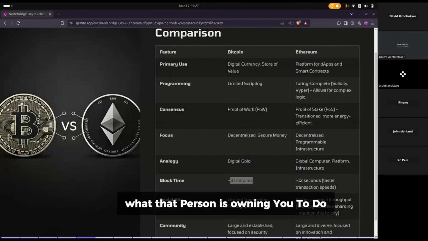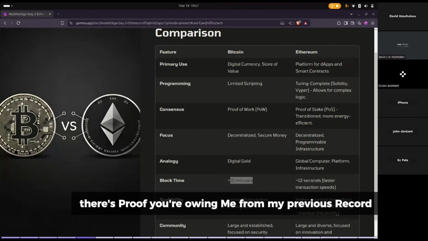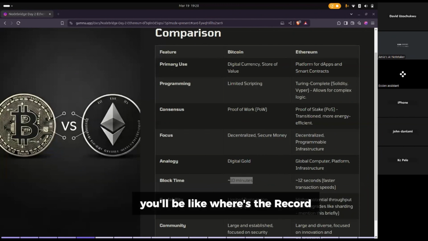You would link what that person is owing you to the new notebook that you have, but you did not get rid of the old one, so that by the time he comes, you'll be like, hey, there's proof, you are owing me from my previous record. He'll be like, where's the record? Then you would come with the old book, because why? It is linked to the other.